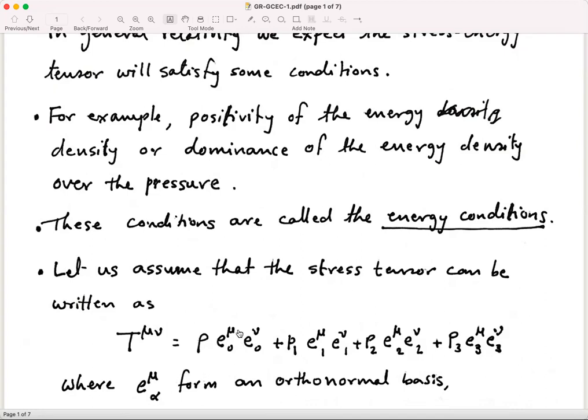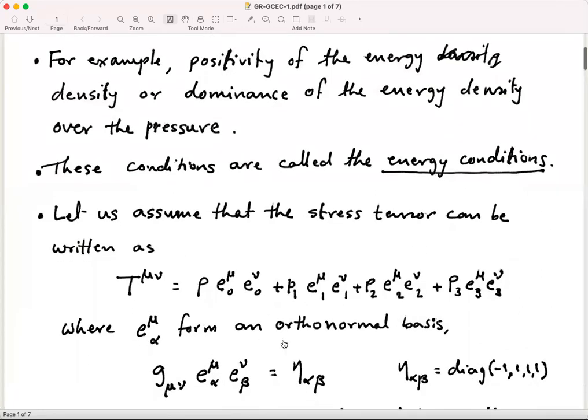Mu nu are, of course, the curved space indices, and alpha is an index which is the local flat coordinate index. So E mu alpha form an orthonormal basis. Remember, it is not just orthogonal, but also normalized, such that G mu nu E mu alpha E nu beta is just 1 or minus 1, depending upon the values of alpha beta. If alpha beta are 0, then they are just minus 1. If alpha beta are 1, 2, 3, then they are just plus 1. Okay?